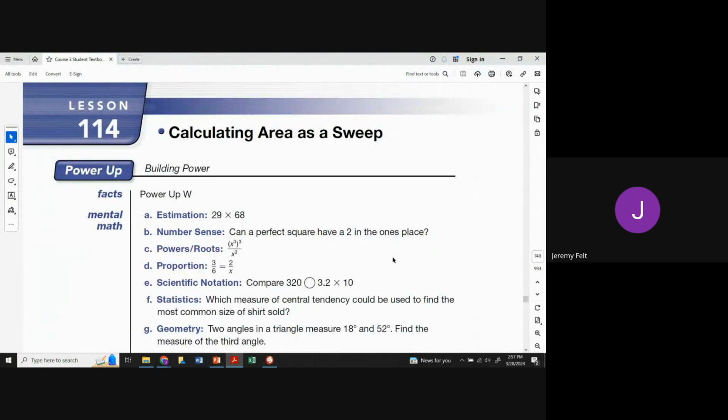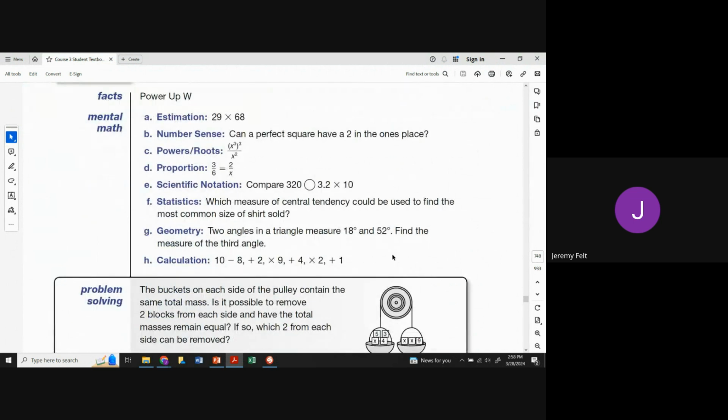All right, and then the last lesson for this week we're going to be looking at is calculating area of a sweep. So a sweep is just like it sounds. If you were, say, the floor was covered in paint or dirt or some sort of powder or something, and you swept it away, you would create a clearing where that paint or that substance no longer was.